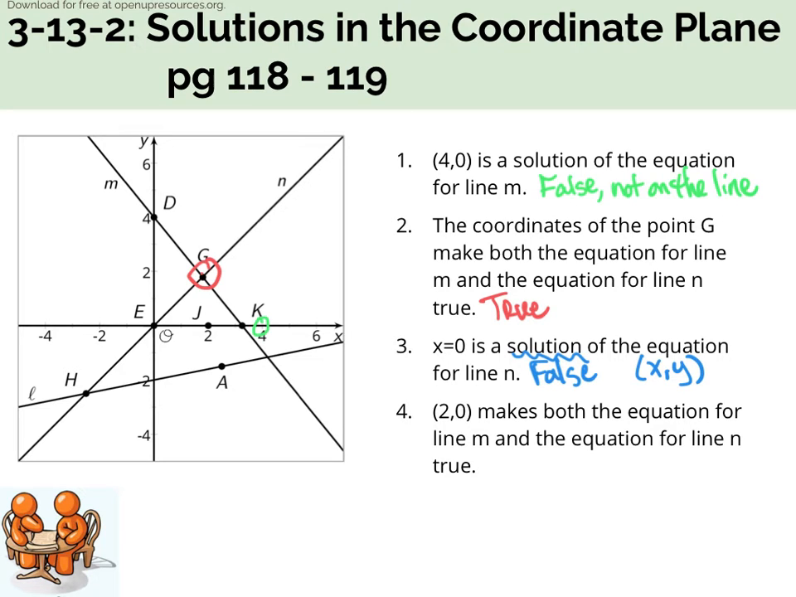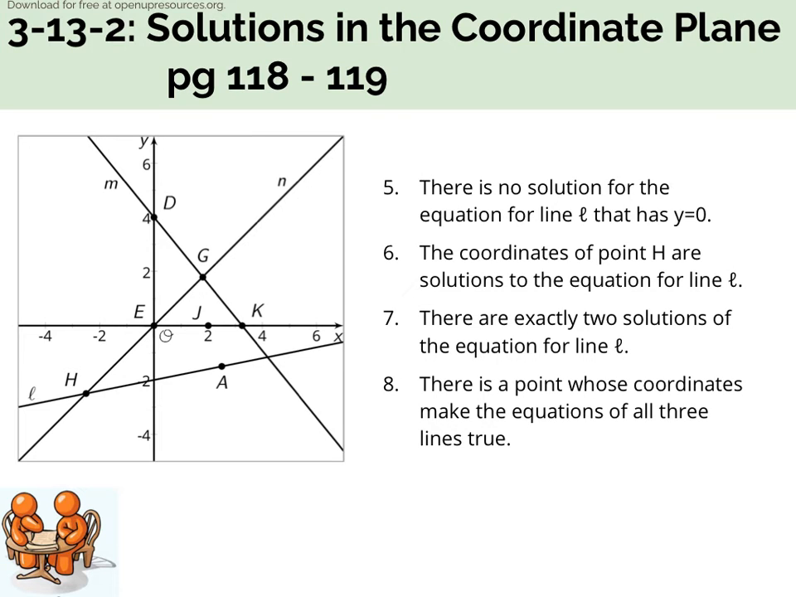Let's go ahead and look at number 4. Number 4, (2, 0) makes both the equation for line M and the equation for line N true. So go ahead and answer that question and then come back. So (2, 0), that point is here. Is this a solution for line M? Is it on line M? No. Is it on line N? No. So is it a solution for both of those? No, that is false. Not on the lines.